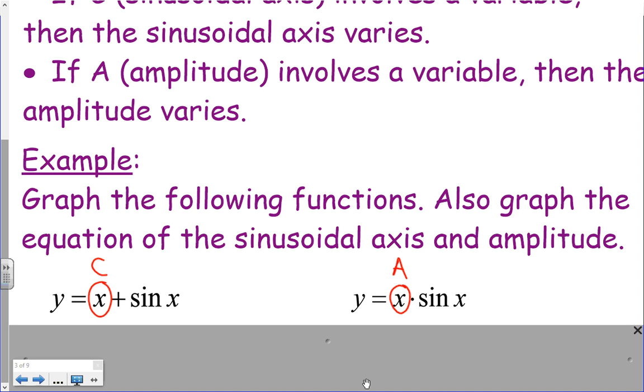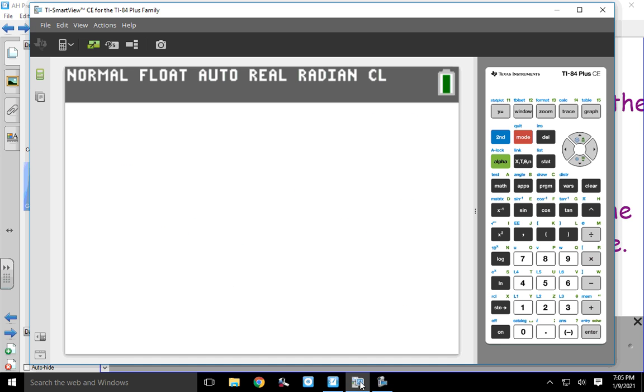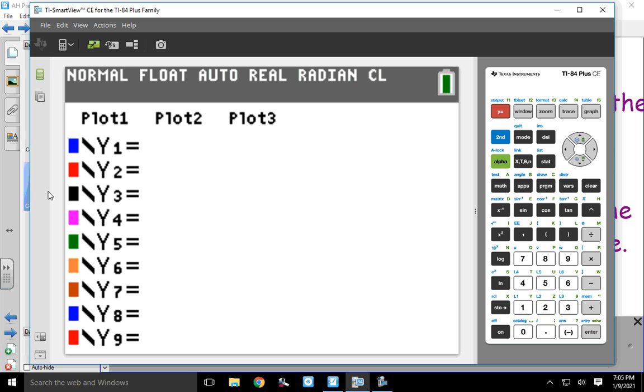All right, so let's try this out. Go ahead and grab your calculator. And let's go to our y equals menu. And let's graph the sum first of all. So we've got x plus the sine of x. And you want to be in radian mode.